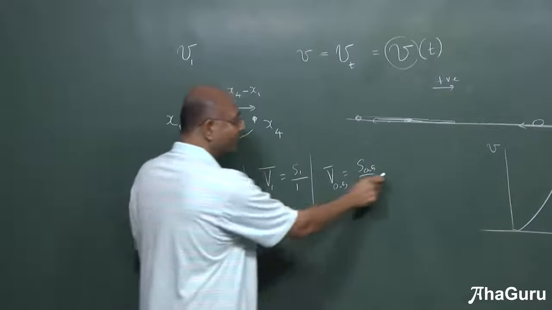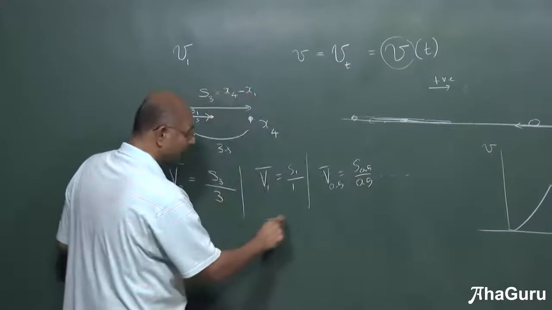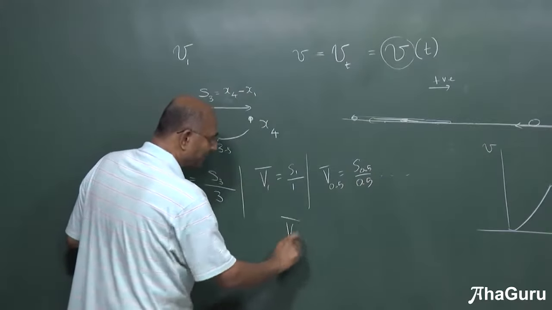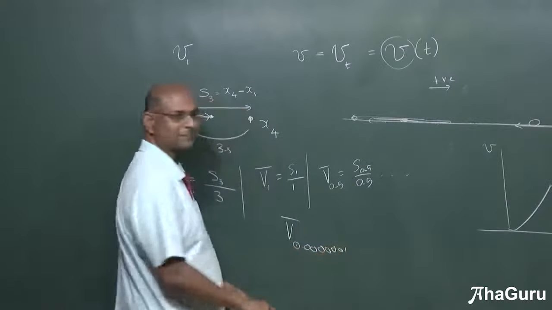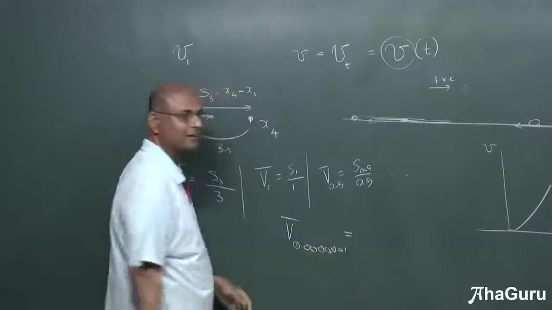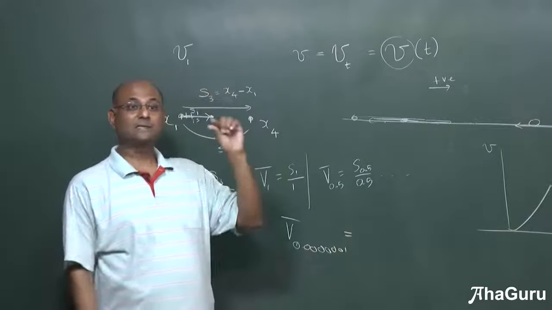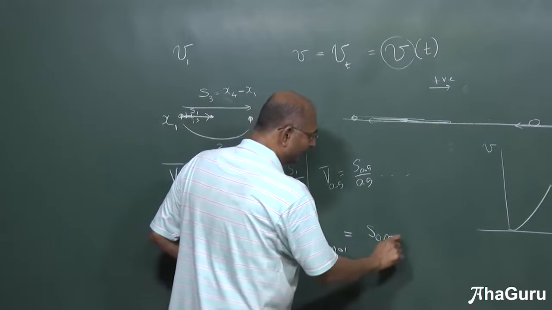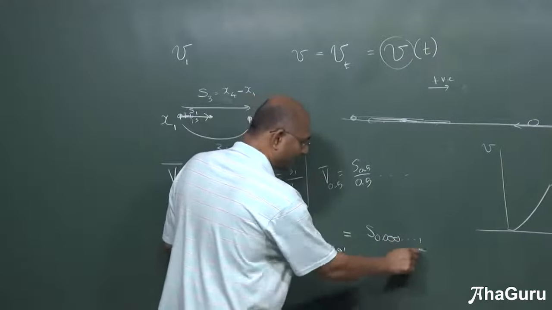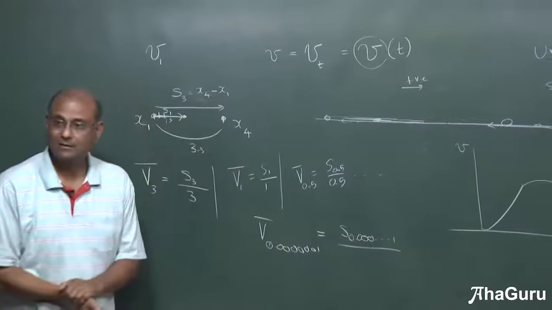So if I keep continuing like this, there comes a time where I am doing V 0.00000001, something like that. But what will that be? The displacement for 0.0000 corresponding number of zeros, 1, by what time interval?